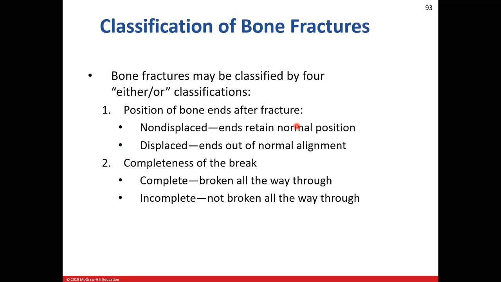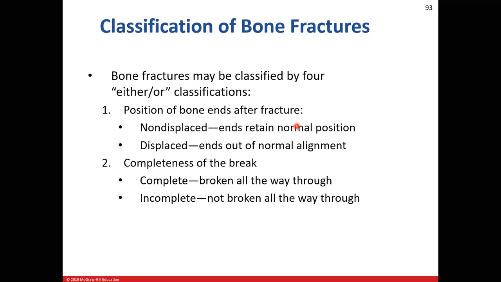So as we look at bone fractures, we really classify them by 4 either-or classifications. And they're relatively simple as far as how we go through the classification process. So 1, we look at the position of the bone ends after fracture. We can either have a non-displaced or a displaced fracture. With a non-displaced, the ends actually retain their normal position. So we don't really have to go in and do any setting per se. Whereas with a displaced, the bones are actually out of alignment. And we now do have to go in, kind of reset the bone before you go through any casting process.